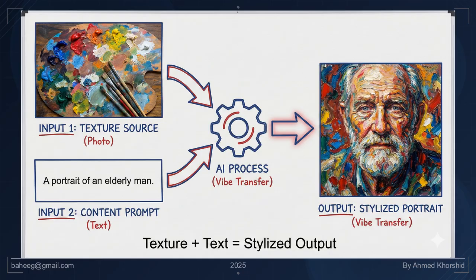Figure. Extra detailed AI-ready prompt for an AI-generated diagram illustrating the vibe transfer concept. Left input. A photo of a messy, colorful painter's palette, no face. Middle input. Text prompt: a portrait of an elderly man. Right output. The elderly man's face rendered in the chaotic, colorful distinct strokes of the painter's palette. Arrows indicating the flow from texture plus text equals stylized output.